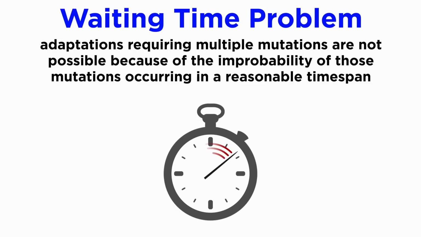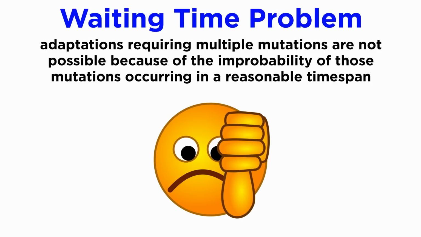Moving on, there are some classic arguments from intelligent design proponents that must be neutralized. The first is the so-called waiting time problem. This one says that adaptations which require multiple mutations are impossible because of the improbability of those specific mutations occurring in a reasonable time span. There are a lot of issues here.